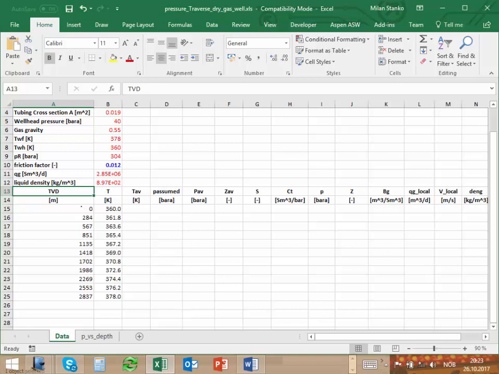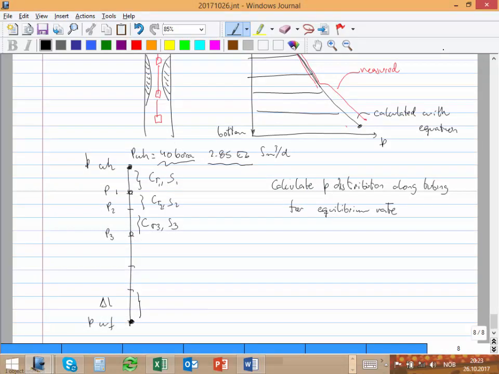So let's see first what I have. I already have made, remember, true vertical depth. That's the coordinate system we usually use, TVD, and this is 0. This TVD stands for true vertical depth, and you see the difference between that and MD. MD stands for measured depth.